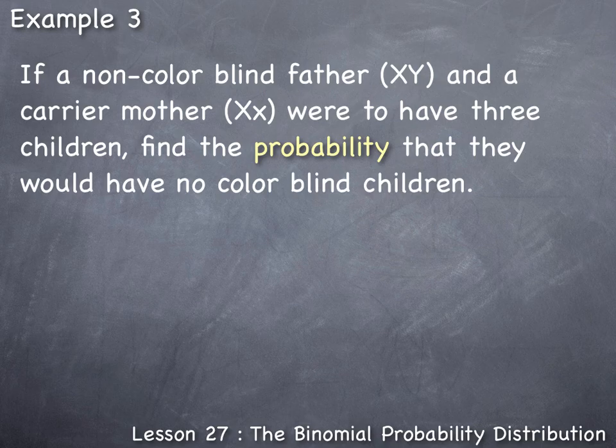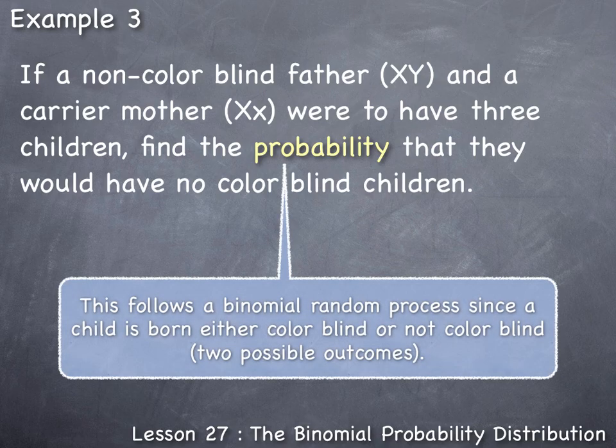And when trying to find the probability, we notice that this situation is focusing on this couple having colorblind or non-colorblind children. Thus, this follows a binomial random process, since a child is born either colorblind or not colorblind. That is, 2 possible outcomes. Thus, we can use the binomial probability distribution formula to answer this question.